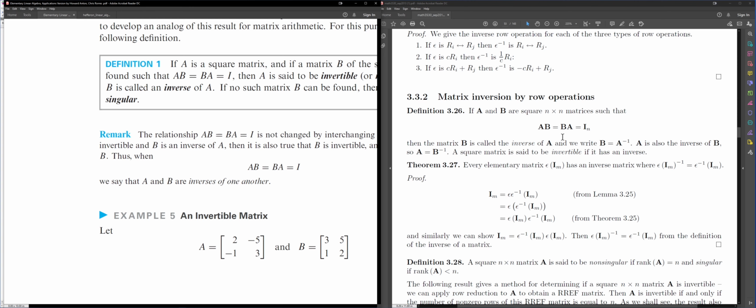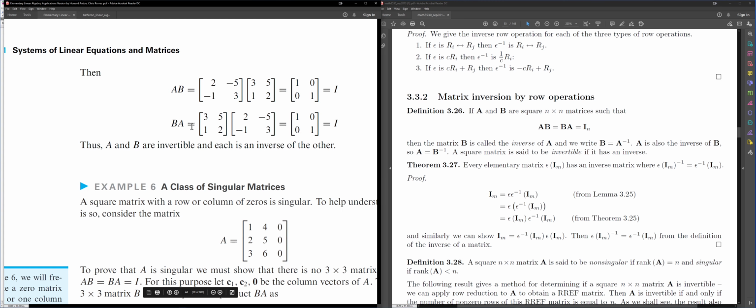And because this definition is symmetrical, looking at this example as well, if I start off with B and I multiply A on this side and on this side, in both cases I get the identity. That means if I start off with B, then A is the inverse of B. So A is equal to the inverse of B. In this definition, AB is equal to BA is equal to the identity. It means that B is equal to A inverse, and it also means that A is equal to B inverse.